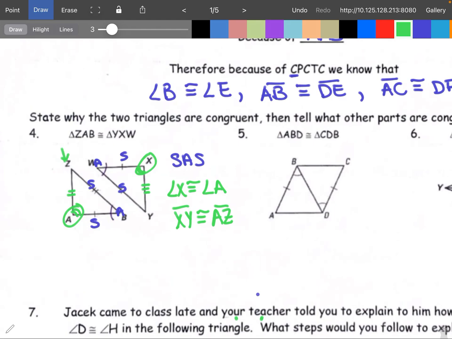And then we have one more piece, and that would be angle Z is congruent to angle Y.